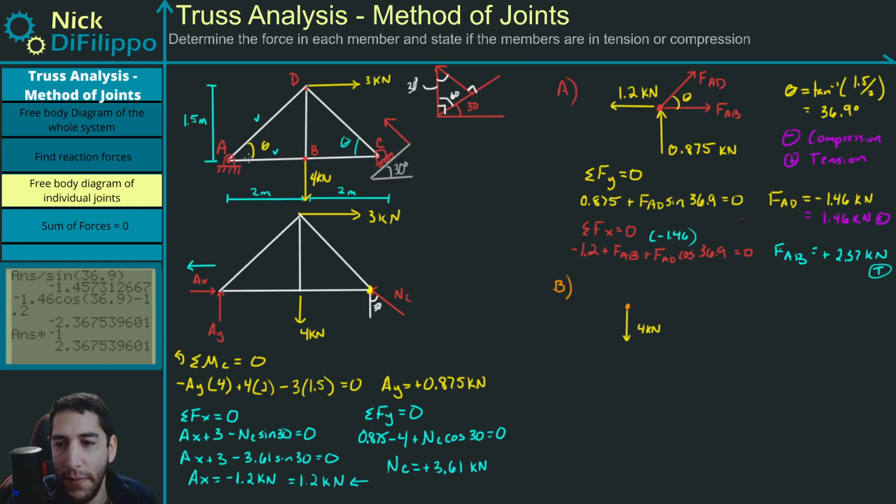Now this is where we use the previous information. This is FAB. FAB is in tension, so we still draw it in tension. If, let's just say, this was a minus 2.37, so we learned that it was in compression, it's now a known force, so we would draw it in compression. But since it's in tension, we still draw it away, and we can say that this is equal to 2.37 kilonewtons.